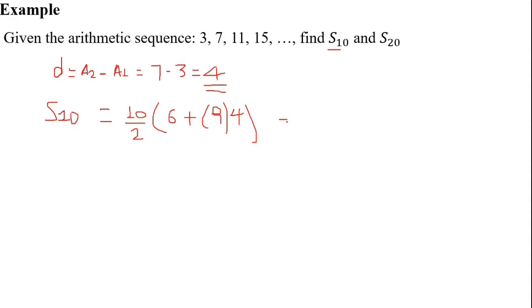Now if we simplify this, 10 over 2 is 5, times 9 times 4, which is 36. 36 plus 6 is 42. So this can be simplified as 5 times 42, which is 210.